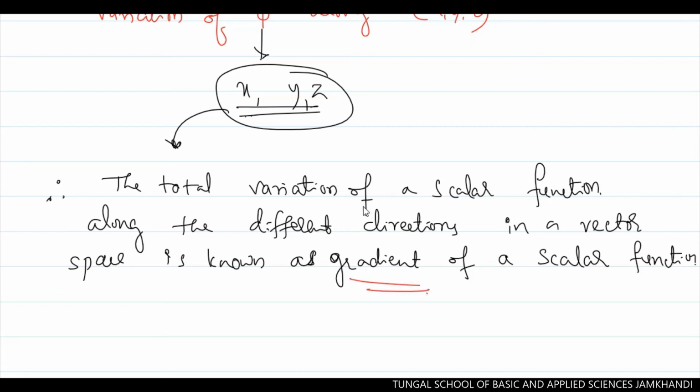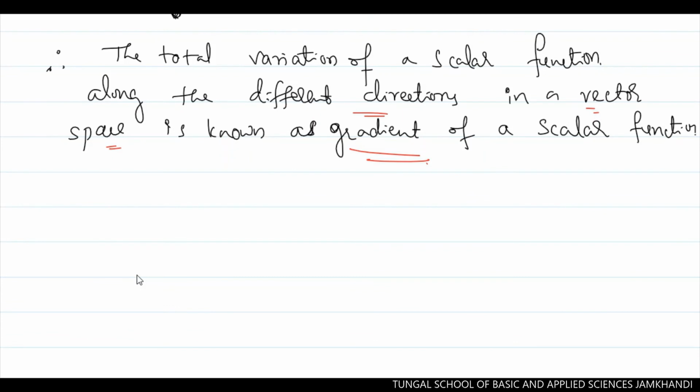So this is called the gradient of a scalar function. It is the total variation of a scalar function along these three different directions in a vector space, because we are going to define the variation at a particular point in a particular direction, which means it should be a vector, since direction means it's a vector.